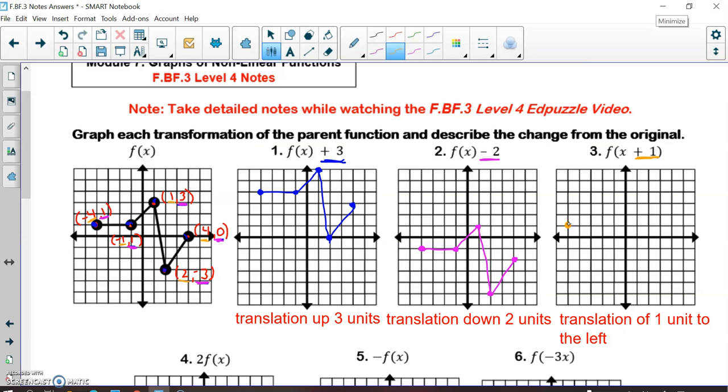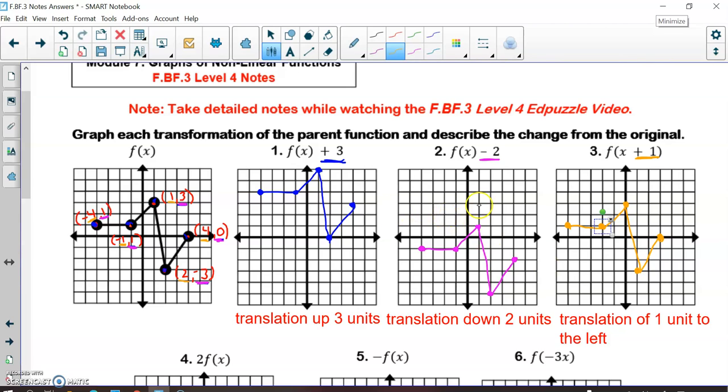The point negative 1, 1, if I subtract 1 from the x value, I'm now at the point negative 2, 1. And the point 1, 3, if I subtract 1 from the x value, I'm now at the point 0, 3. From the point 2, negative 3, if I subtract 1 from the x value, I'm now at the point 1, negative 3. And then from the point 4, 0, if I subtract 1 from x, I'm now at the point 3, 0. So this is what your new graph looks like.